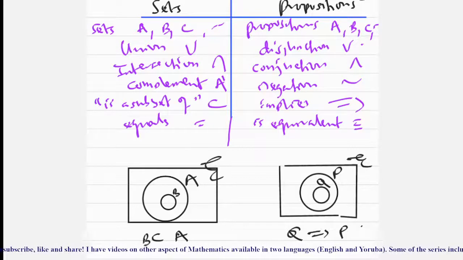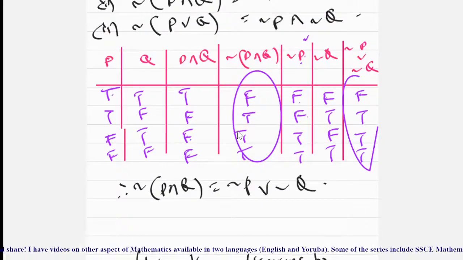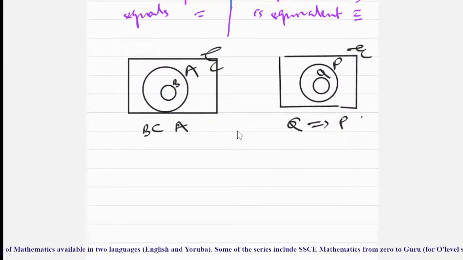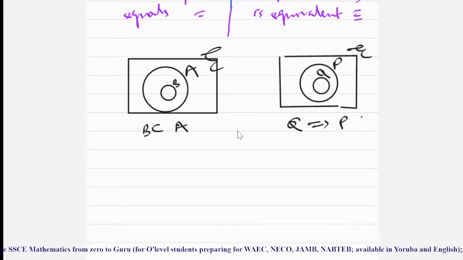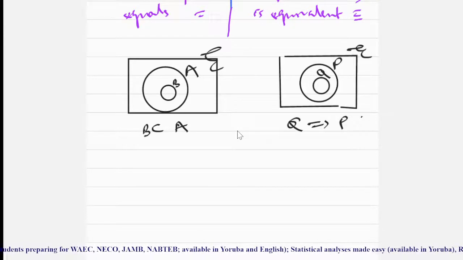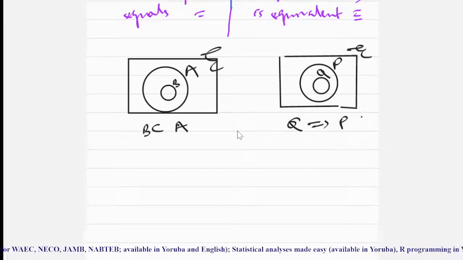So if that is clear, let us now move to today's business. For today's business, how do we now use a Venn diagram to determine the validity? When you say something is valid, that is when you are trying to make sense of something, trying to establish its truth, and you later find it to be true, then it becomes valid. When you say something good about someone, and after some investigation you later find out that the person is good, then that description is valid.